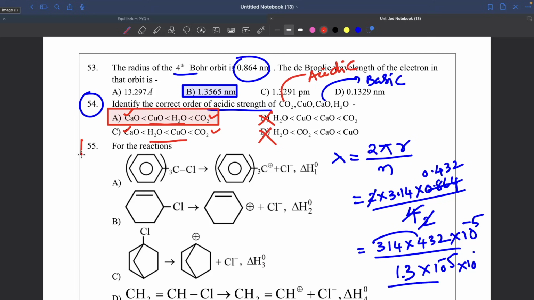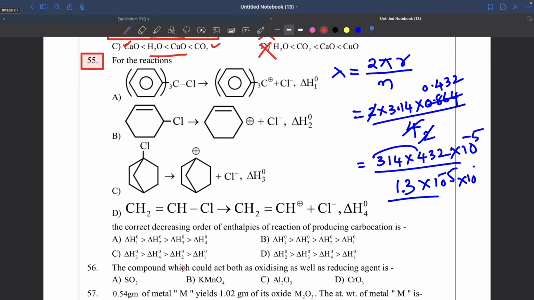We will move to the 55th question. The reactions are given here and we have to find the delta H for these reactions. We relate it with stability, then we will get the answer.